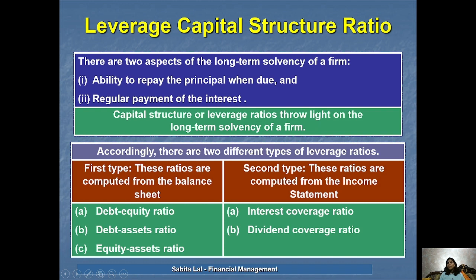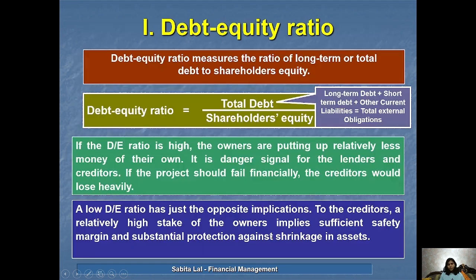Accordingly, there are two types of leverage ratio. The first one, these ratios are computed from the balance sheet, and the second, the one I just spoke about, will be taken from the income statement. So if the leverage is computed from the balance sheet, it is again three types: your debt equity ratio, debt asset ratio, equity asset ratio. And here it will be interest coverage ratio and dividend coverage ratio. This is a very important part.